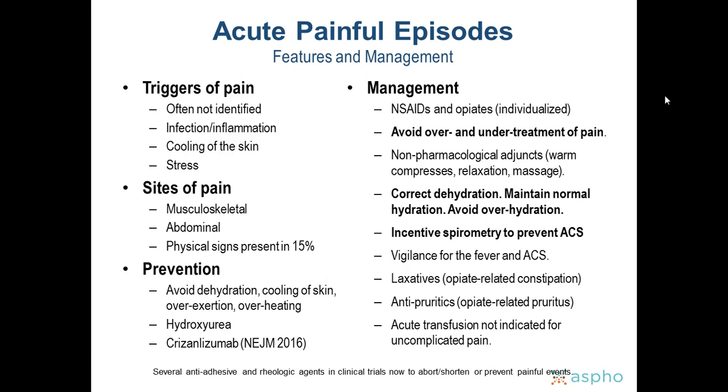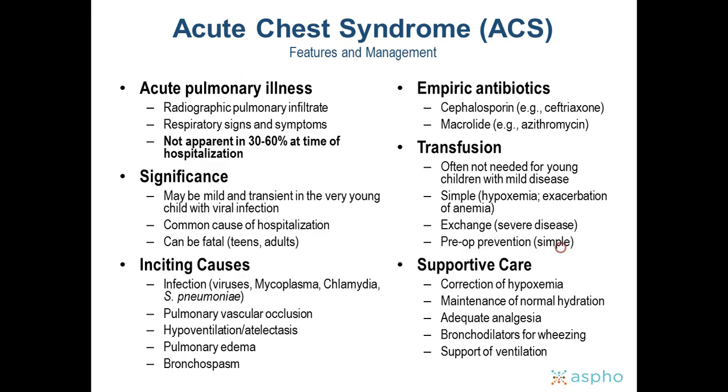And then in addition to non-pharmacological adjuncts. You want to correct dehydration, but don't cause overhydration. And then incentive spirometry in particular to prevent acute chest syndrome, which is a basket term for an acute pulmonary illness in someone with sickle cell disease, characterized by a new pulmonary infiltrate and some respiratory signs or symptoms.